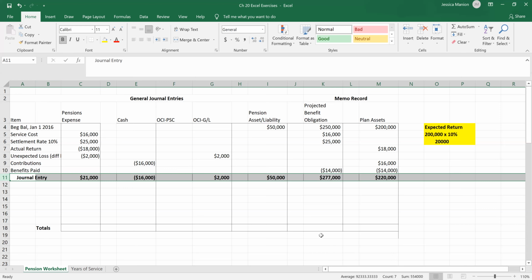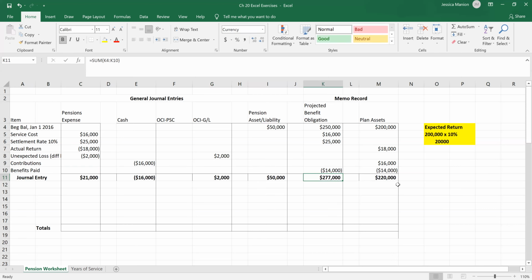But one thing that we do have to do to get the full amount is, remember, now we're looking at a projected benefit obligation of 277,000. We've got plan assets of 220,000. So what should be our liability right now? We started with a $50,000 liability, essentially. But now, looking at the difference between these two, our liability should be 57,000. So we need another credit here.